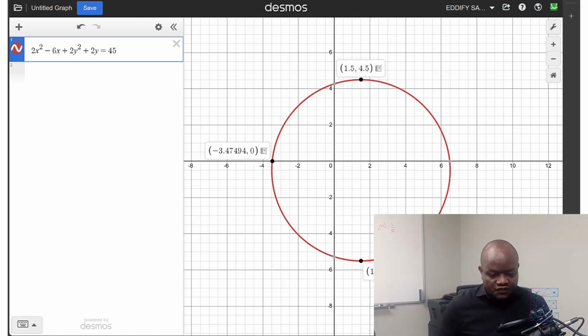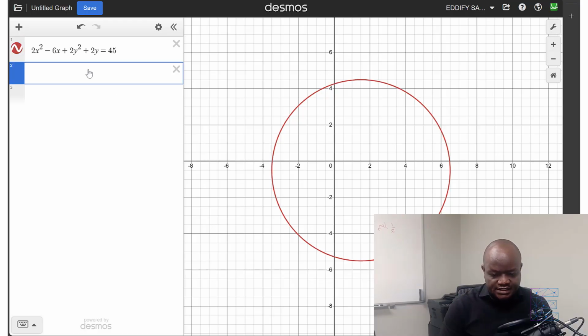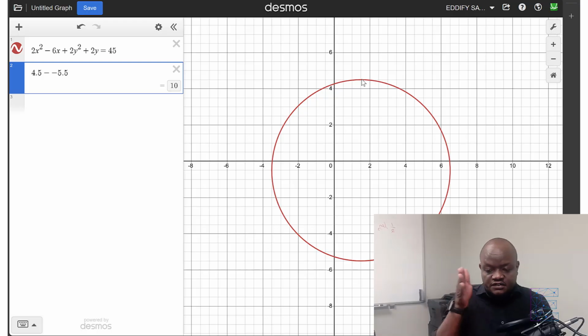So to find the center, we would actually subtract those two. So we had 4.5 minus negative 5.5. So we can see that the diameter of this circle from one end to the other vertically is 10 units. Well, we wanted the radius. If the diameter is 10, the radius is half of that, right?